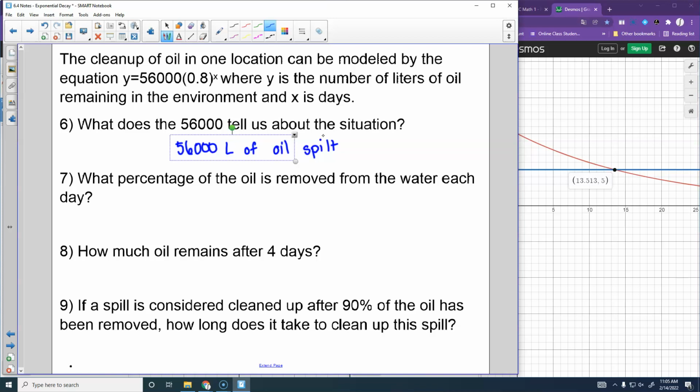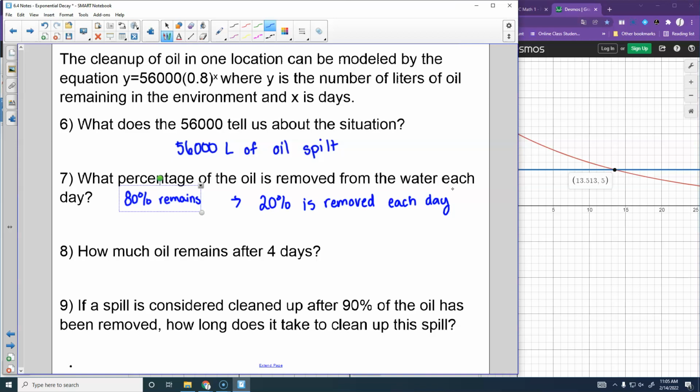Okay, so what percentage of the oil is removed from the water each day? 80 is the amount that remains. 80% remains. So that tells us 20% is removed each day. So you have to remember, whatever number you see there, that's the percent that's still there. So you have to do 100 minus that percent to get the part that's being removed.